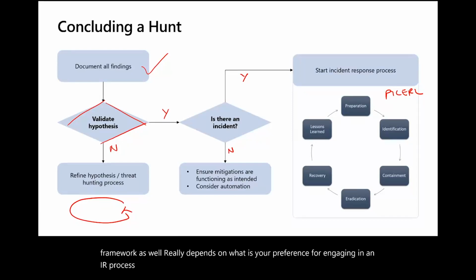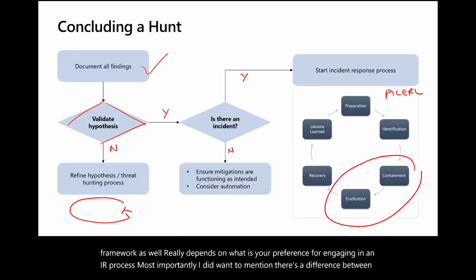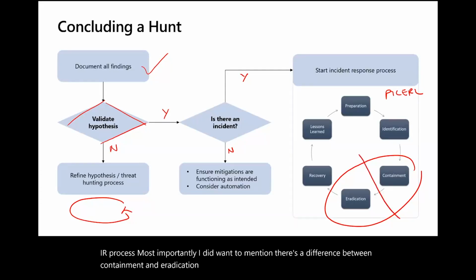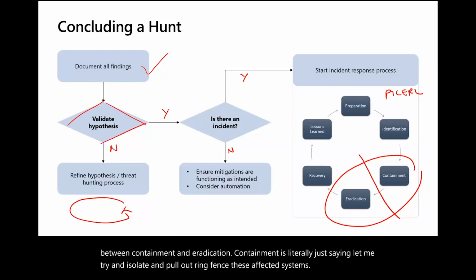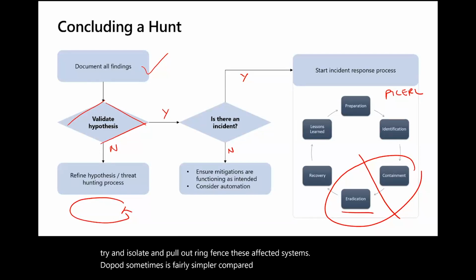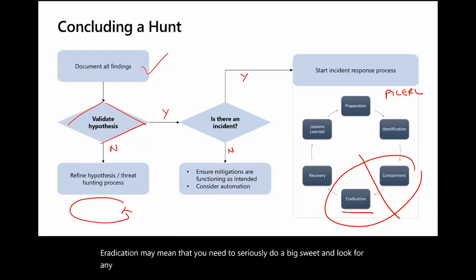Most importantly, I did want to mention there's a difference between containment and eradication. Containment is literally just saying, let me try and isolate and pull out, ring fence these affected systems. That part sometimes is fairly simpler compared to eradication, where eradication may mean that you need to seriously do a big sweep and look for any other backdoors that may be hidden there. There may be dormant backdoors that attackers tend to put as a backup option.